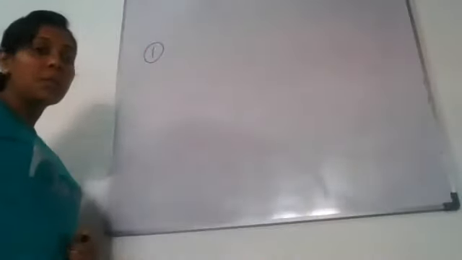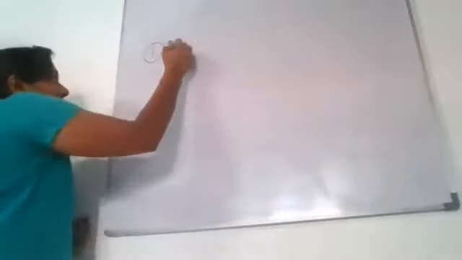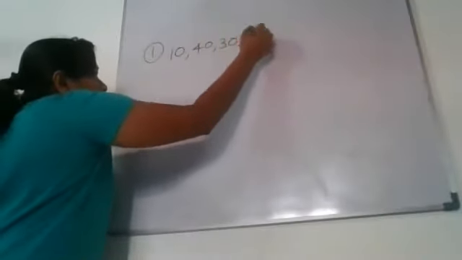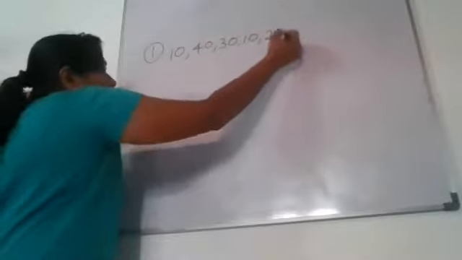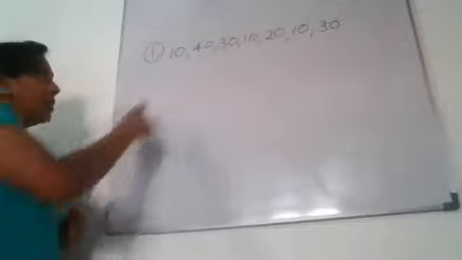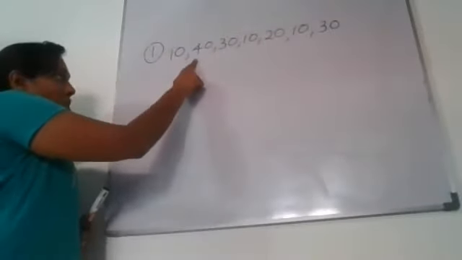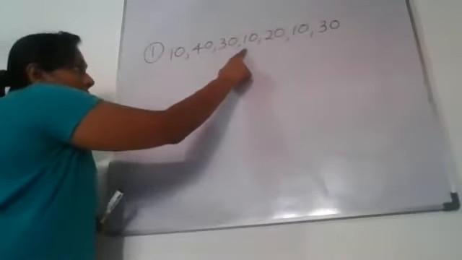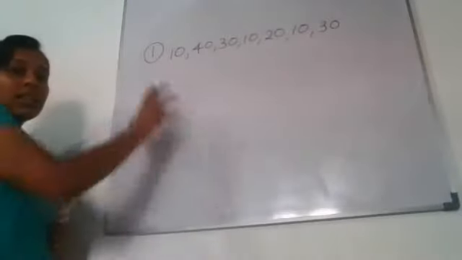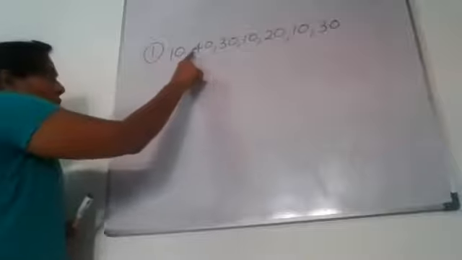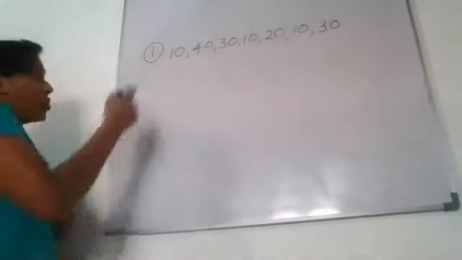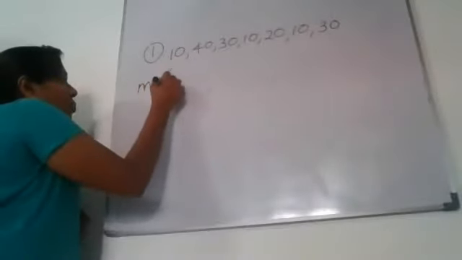I'm going to take some set of data. These are my set of data. Now I have taken 10, 40, 30, 10, 20, 10, and 30. Now in this set of data, I have 1, 2, 3, 4, 5, 6, 7 numbers, right? So first we'll find mode.